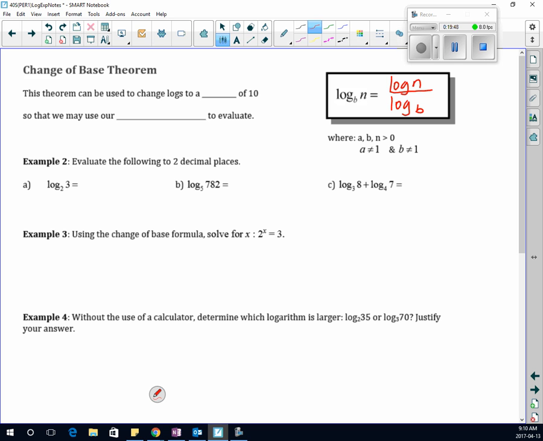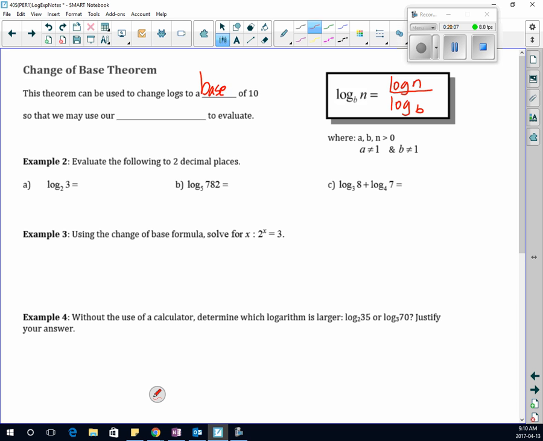I thought I actually showed this proof somewhere, but I don't know. I guess I don't. So just take it from my word, and I think we have to do some more log theorems before I can actually show you that proof. So this theorem can be used to change logs to a base of 10.